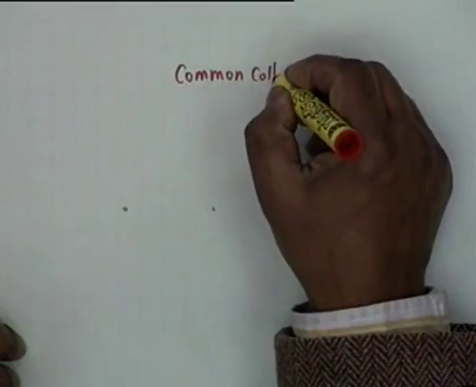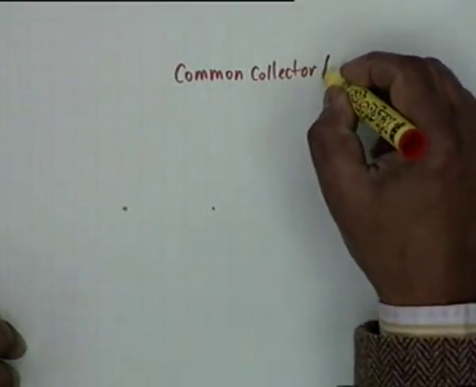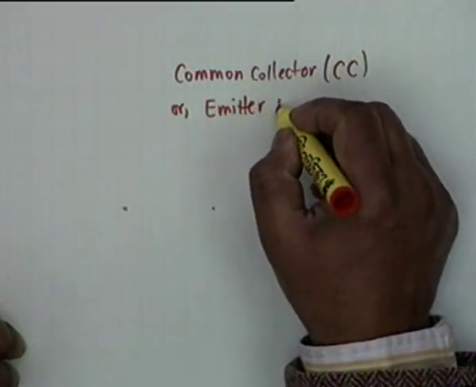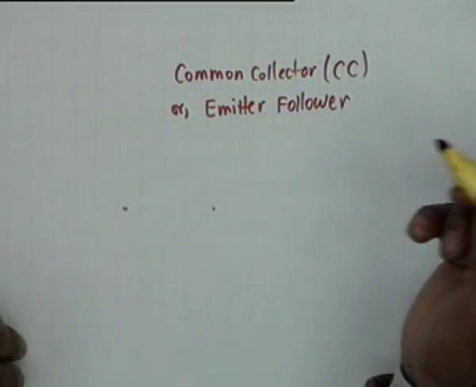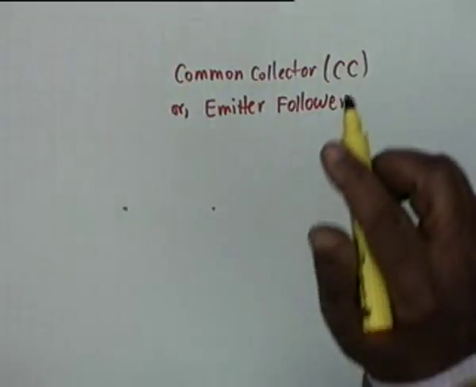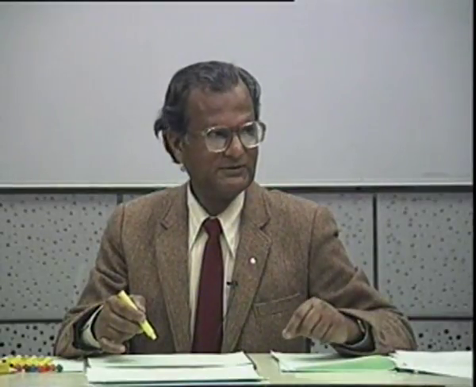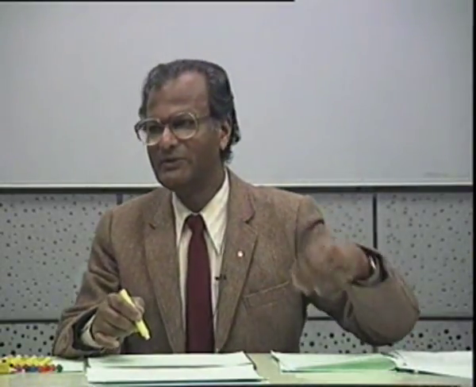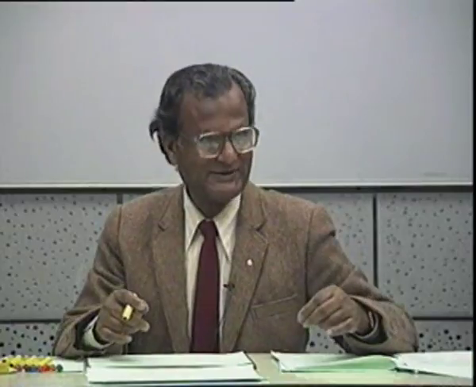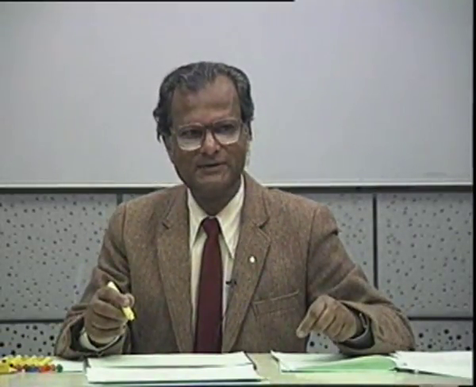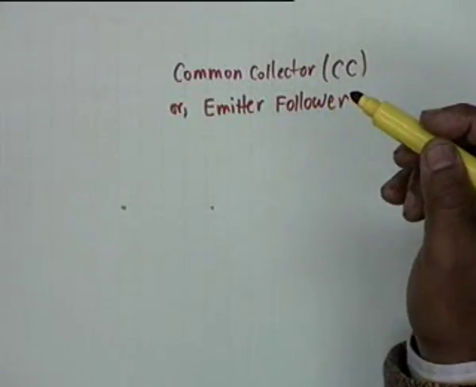That leads us to the common collector amplifier, the third configuration that is possible. Common collector amplifier, CC, it's also called the emitter follower. And this terminology, emitter follower, arises because the common collector is common between input and output. So where do you fit the input? Obviously the base, all right. And where do you take the output? The emitter. It turns out that the emitter voltage closely follows the base voltage, and therefore it is called an emitter follower.